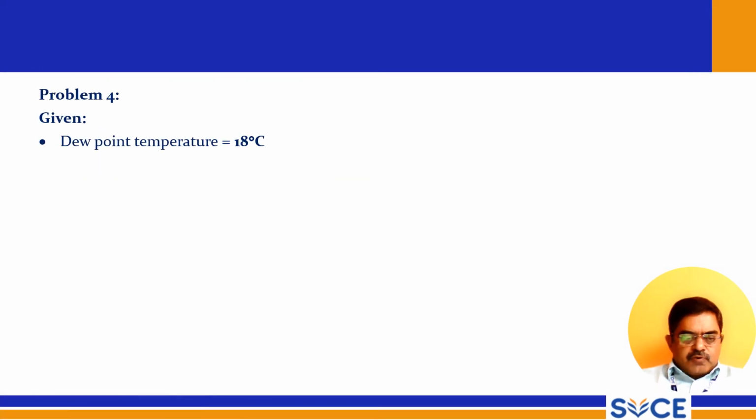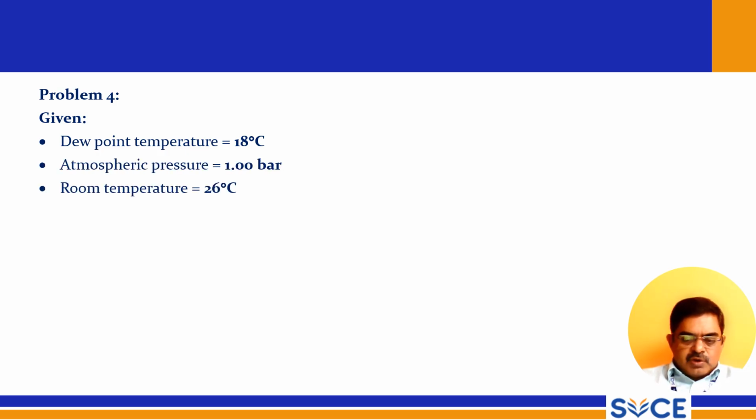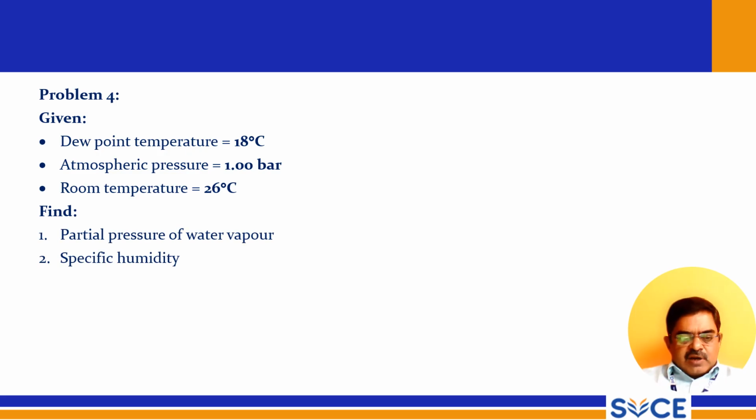So problem 4, a very similar problem only, just to make you comfortable. I have taken up 4 problems totally. And dew point temperature is 18 degrees Celsius, atmospheric pressure is 1 bar, room temperature is 26 degrees Celsius. So partial pressure of water vapor, and we have to find specific humidity, mass fraction of water vapor.